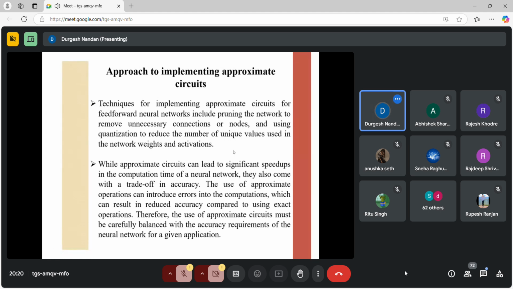Approximate circuits can lead to significant speedup in the computational times of neural networks. They also come with a trade-off in accuracy. The use of approximate operations can introduce error in the computation, which can result in reduced accuracy compared to using exact operations. The use of approximate circuits must be carefully balanced with the accuracy requirements of the neural network for a given application.